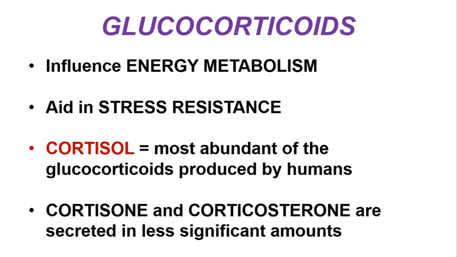In humans, cortisol is the glucocorticoid that is secreted in abundant amounts from the adrenal cortex. Other glucocorticoids like cortisone and corticosterone are secreted in very small quantities from the adrenal cortex.